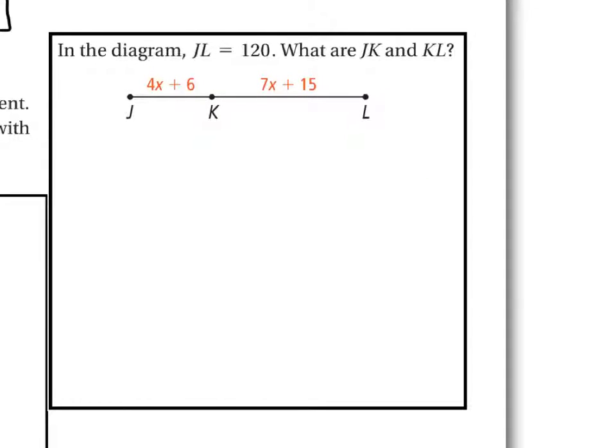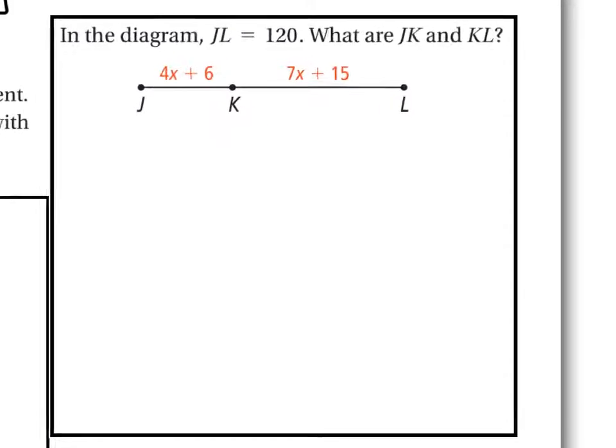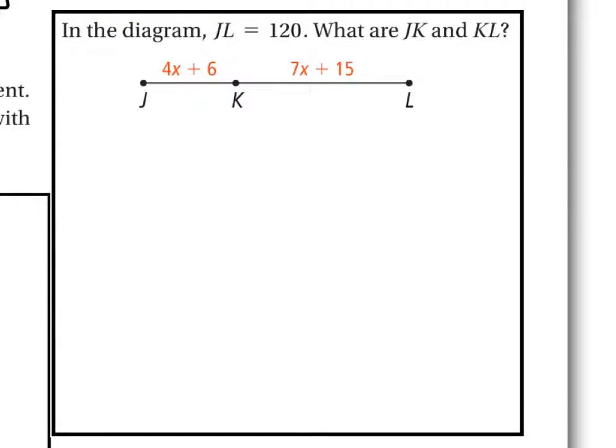So on our 1.3 notes, the front side, let's do another example. If we look at this example down in the corner, they say in the diagram, JL equals 120. What are JK and KL? Okay, well, what other information do they actually give us in this problem? They give us 120, the length of JL. What else?